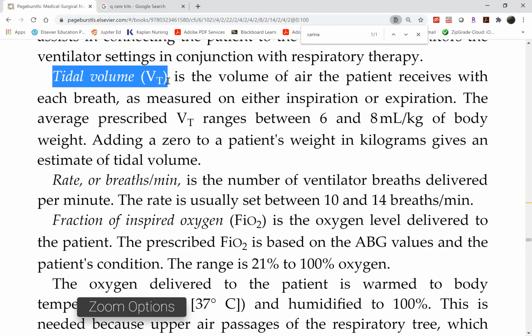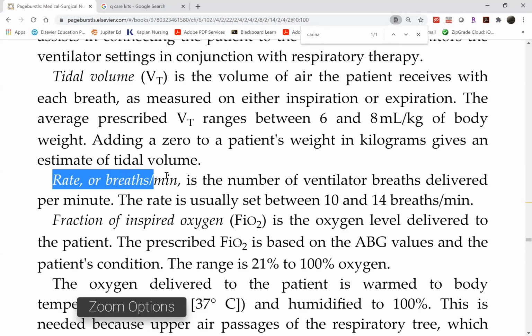How much air is the patient receiving with each breath? And how many times do they get it from the ventilator? On the screen, the rate might say F, which is frequency. It depends on the mode, the model of the ventilator, but all of them say VT. This is a symbol for tidal volume. It's V and then a small letter T. And then the rate could say rate or frequency.